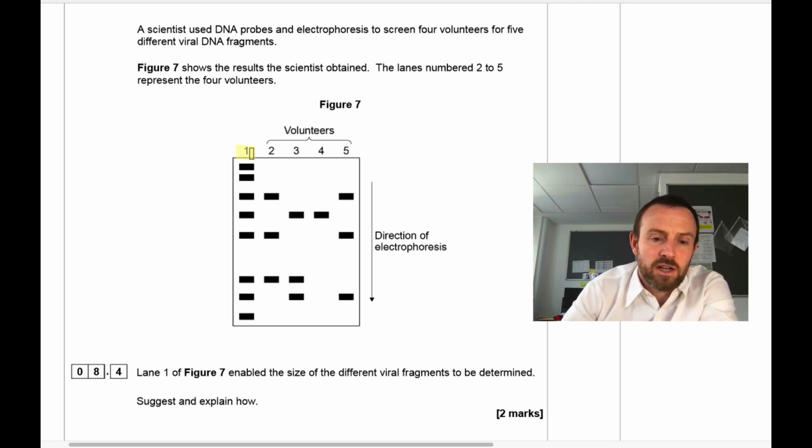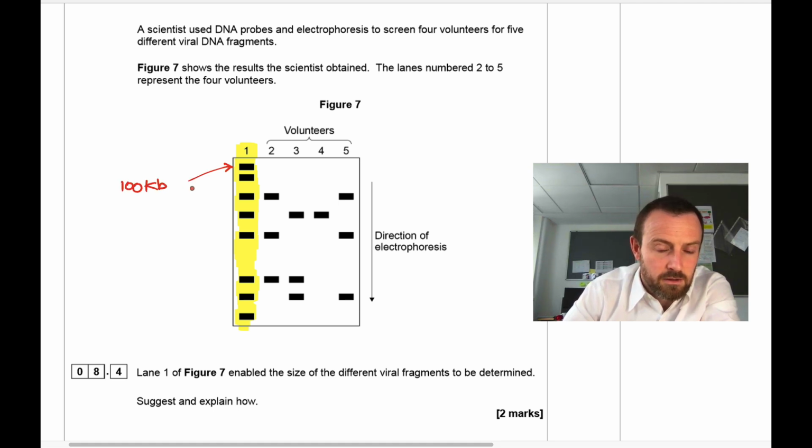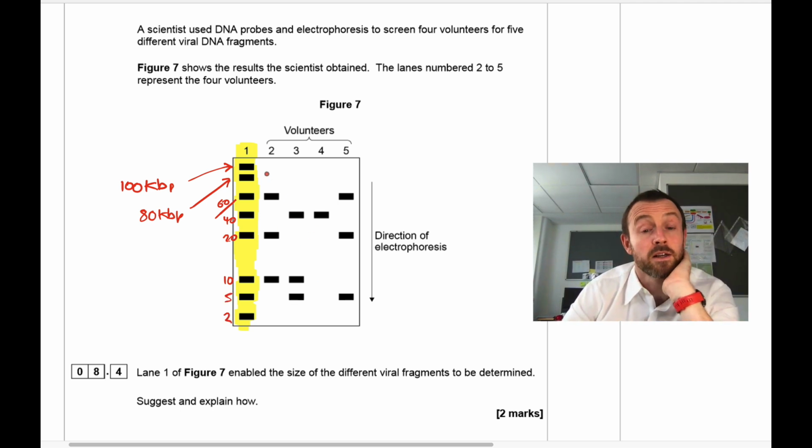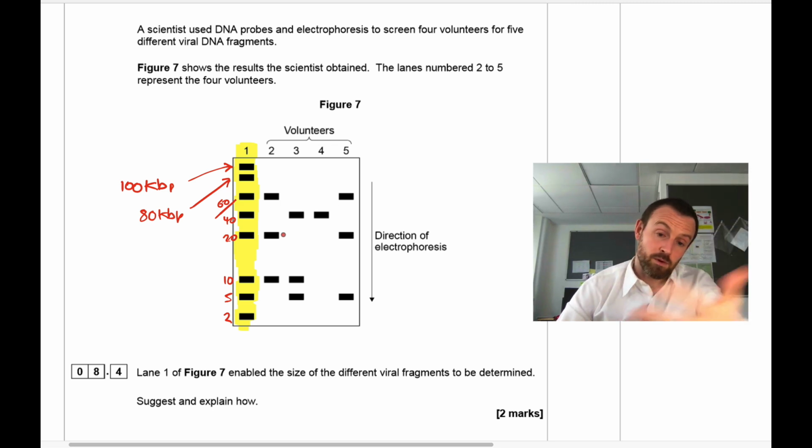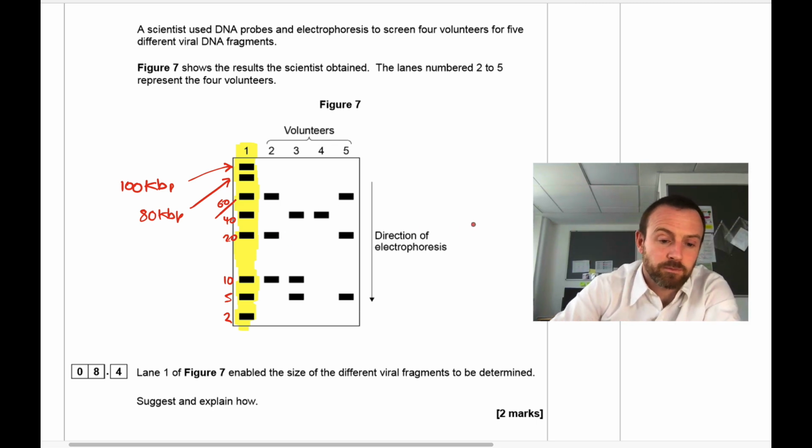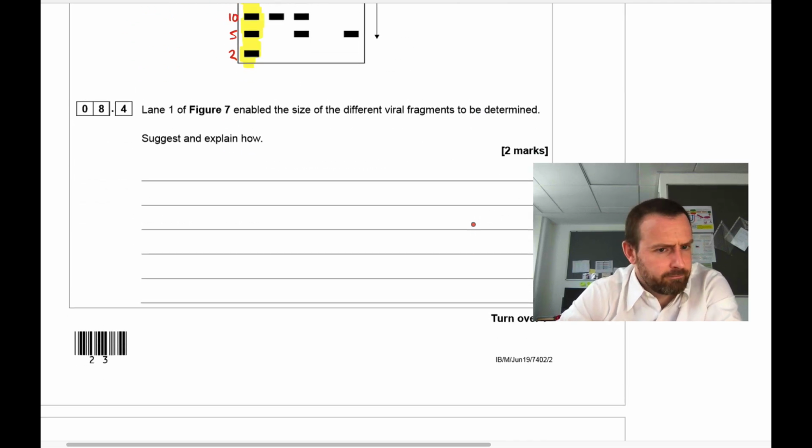So, yeah, often in gel electrophoresis you have a kind of reference column where you've got known sizes of bases. So it might be that you know that this one here is 100 kilobases long. This one is 80 kilobase pairs, and then 60, 40, 20, 10, maybe this is 5, maybe this is 2, or something like that. Remember that the smaller fragments of DNA move through the gel more quickly, so it would be in that order. So I kind of just explained it.